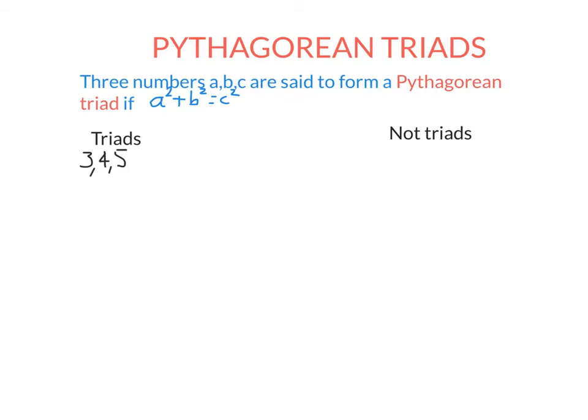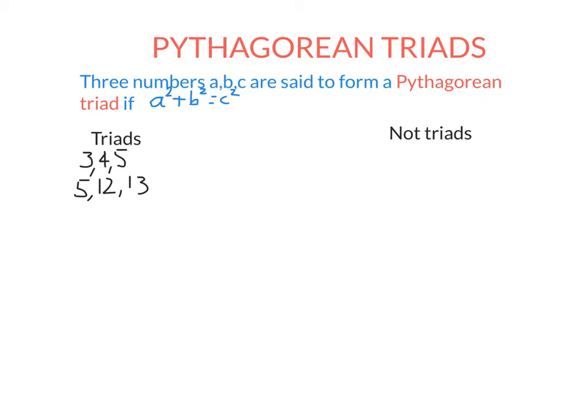So an example of a Pythagorean triad: 3, 4, and 5 form a Pythagorean triad because 3 squared plus 4 squared equals 5 squared. Another example, 5, 12, and 13. They form a Pythagorean triad because 5 squared plus 12 squared equals 13 squared.